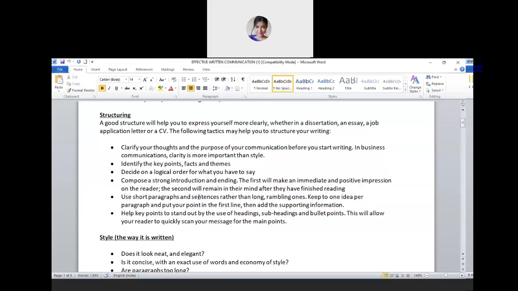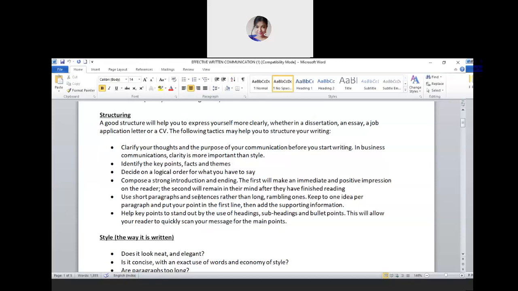There must be clarity in your thoughts. So first of all, clarify your thoughts, then clarify the purpose of the letter or whatever you are writing. Then you need to identify the main points, then be logical and write in a systematic order. Then your introduction and your conclusion should be very strong.